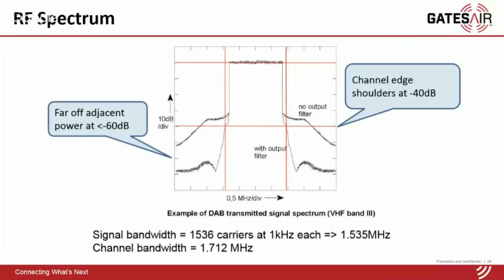And what you finally end up with is a multi-carrier waveform, 1,536 carriers in that waveform, 1 kilohertz each for 1.536 megahertz, which is given a 1.712 megahertz allocation of spectrum in the band. This is typically band 3. The intermodulation products, which you see there, the higher shoulders off the sides, are typically handled by a post filter to bring those down to 60 dB.